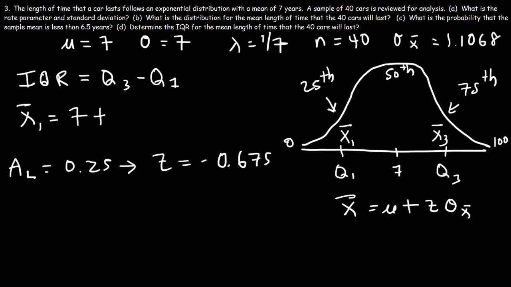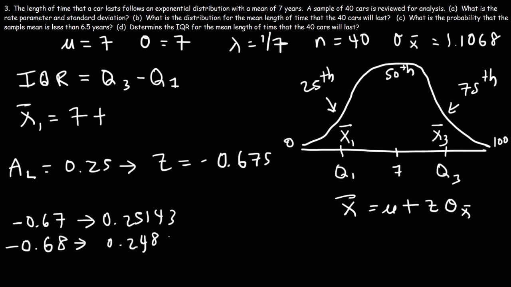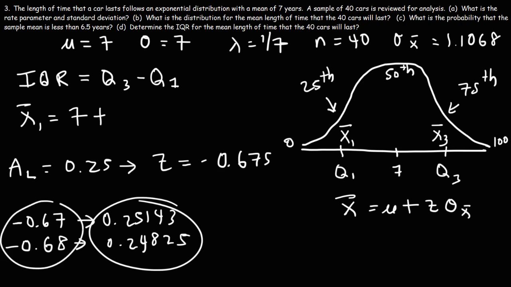Now let me explain how I got that value. So a z-score of negative 0.67 has an area value of 0.25143. It's close to 0.25, but not exactly. But a z-score of negative 0.68 has a value of 0.24825. 0.25 is basically between those values, so that's why I chose an average of negative 0.67 and negative 0.68.